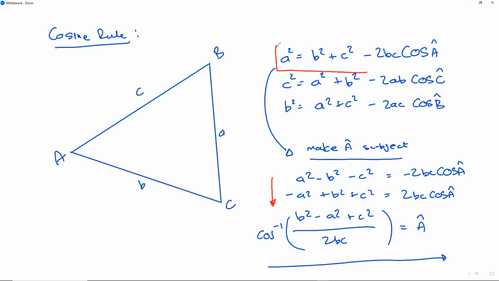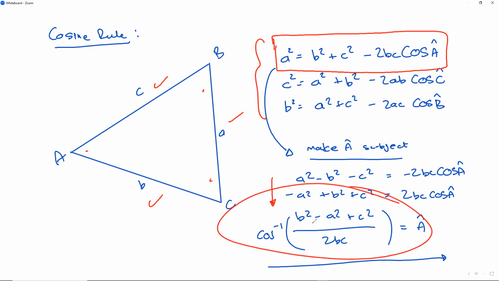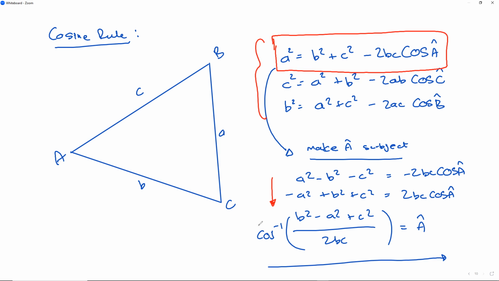Either way, if you remember just one formula or how to use one formula, you can adapt it all the way through. For each of these three, you have two sides and the angle in between, and you can work out the other side. Two sides, the angle in between, and you work out this side. Two sides, the angle in between, and you work out this side. On the same token, if you have all the sides, you can work out any angle using this formula. Generally, these formulas are given in a formula sheet, so you can just double check with that.